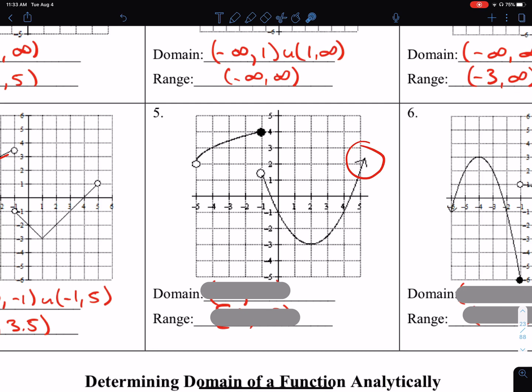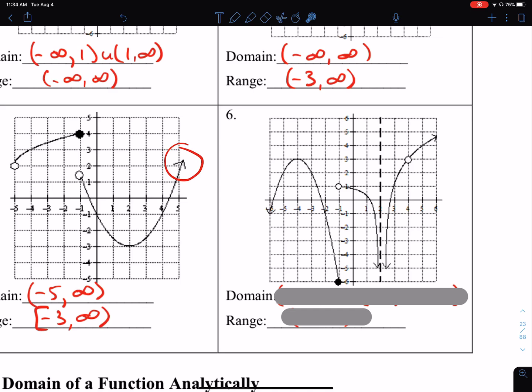So as far as the domain goes, it starts at -5, not inclusive, includes going to -1. So it looks like it goes from every place, not including -5, to the right forever. Every x value is accounted for. Range starts at -3 inclusive, and it goes up forever. Every y value is accounted for.